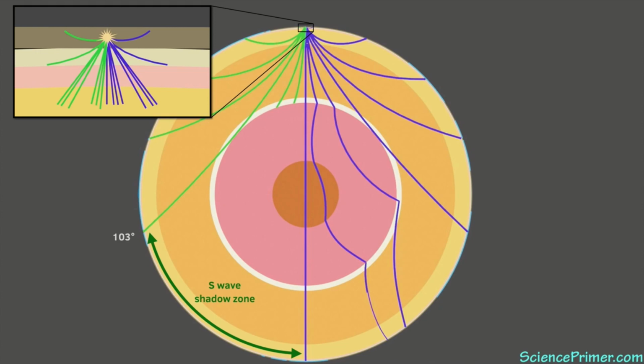And if you look at the S waves, as soon as those S waves hit the liquid outer core, they are stopped altogether. That's just because S waves cannot travel through liquid. So that right there gives us clear evidence that there are liquid layers inside Earth.